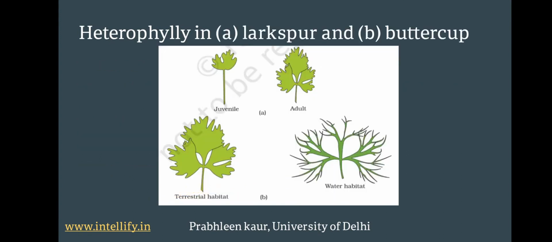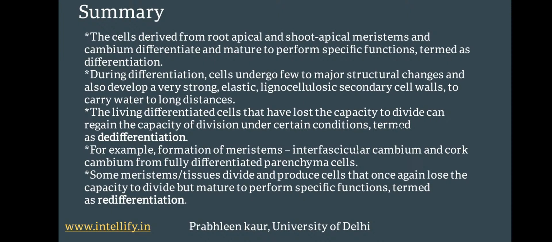So here you can see the heterophylly, what is happening in larkspur in the case of juvenile and adult. And in buttercup, what is happening in the air, the terrestrial form, and in water, the aquatic habitat. The very clear differences are visible. This indicates heterophylly, which is a very common example of plasticity, which is being discussed as not being definite, but having different kinds of pathways running for different kinds of environmental agents or signals that the plant is exposed to. So let's summarize the topic that we have just studied.